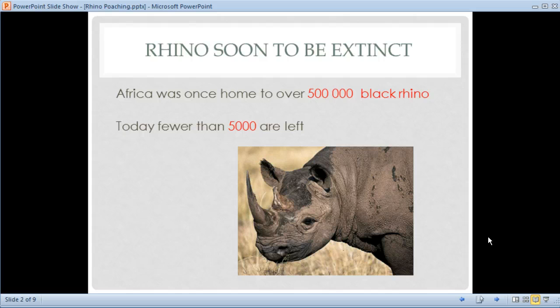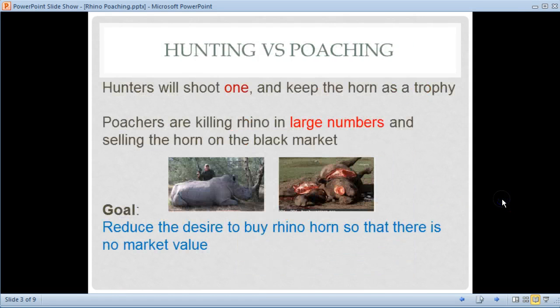Here the information is summarized by highlighting in red. This clearly shows there were once many rhinos, there are now very few left. There's an image of a black rhino. Hunting and poaching are compared.